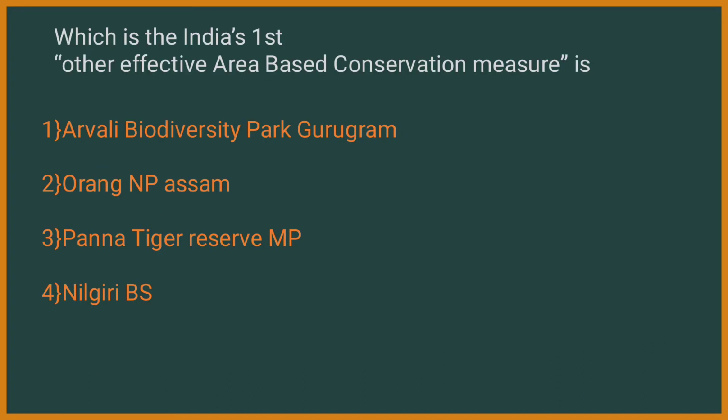Next question. Which is India's first other effective area-based conservation measure? Other effective area-based conservation measure. It is one of the conservation methods where a specific area is designated in order to conserve a specific species or specific biodiversity. The options are Aravali Biodiversity Park, Gurugram; second, Orang National Park, Assam; third, Panna Tiger Reserve, Madhya Pradesh; and fourth, Nilgiri Biosphere Reserve. Here the answer is Aravali Biodiversity Park, Gurugram.